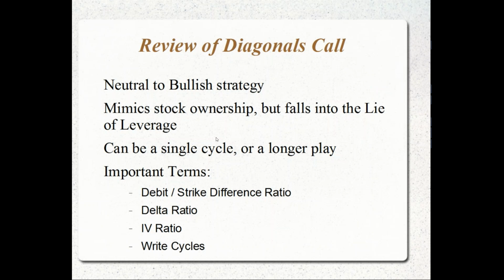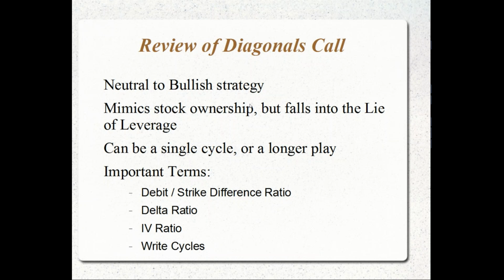Okay, so a quick review of the diagonals. It is a neutral to bullish strategy when you're doing calendar calls, neutral to bearish if you're doing calendar puts. But again, you could do the reversal and you can make a neutral to bearish position with the calendar calls set up differently and so on, okay?